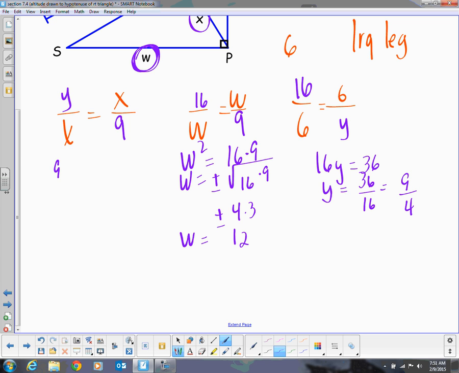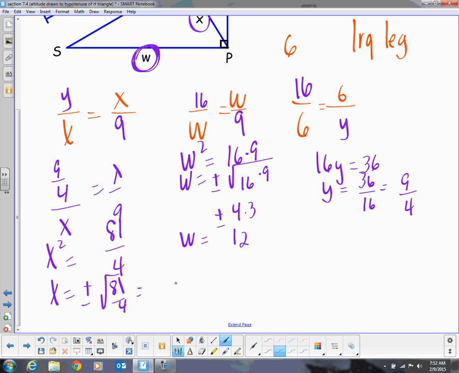Y is 9/4 over x is equal to x over 9. So this x squared is going to equal 81 over 4. When I square root both sides, I'll get plus or minus square root of 81 over 4. The square root of 81 is 9. Square root of 4 is 2.